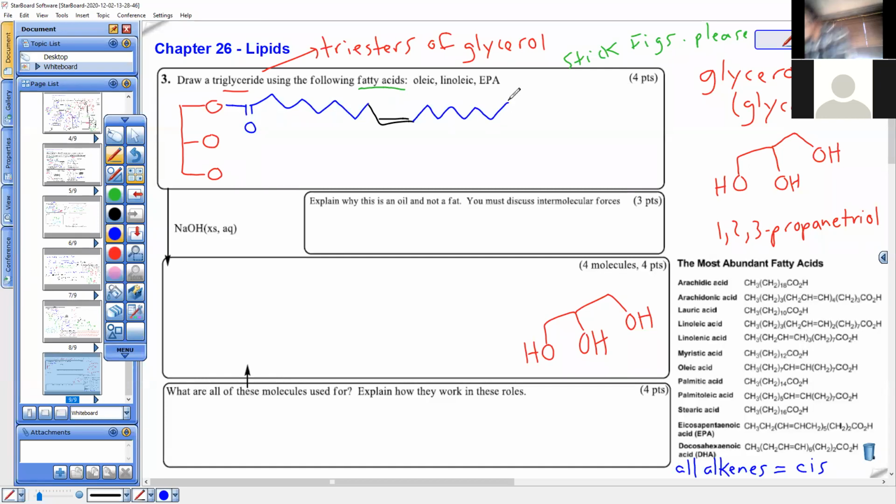Where did I get that information from? CH2 7 more times, and then a CH3. I got my CH2s there. Should have 18 carbons. 1, 3, 5, 7, 9, 10, 11, 13, 15, 17, 18. Nice. Now we got to put linoleic.